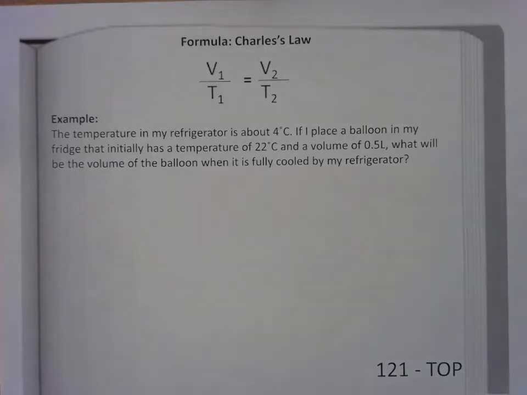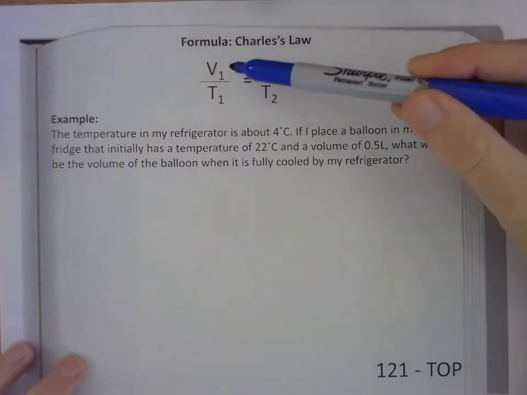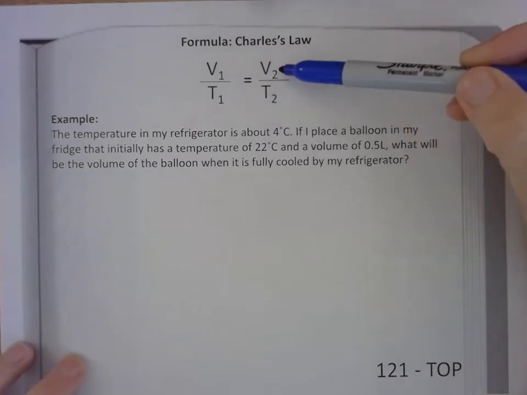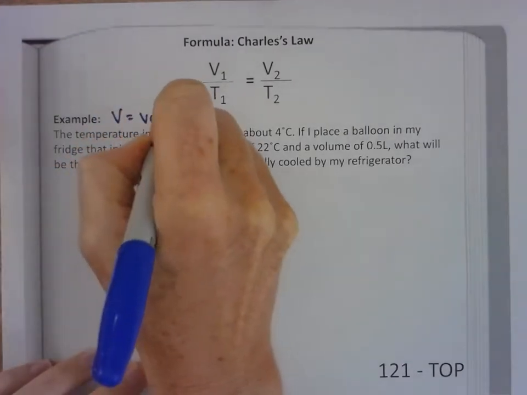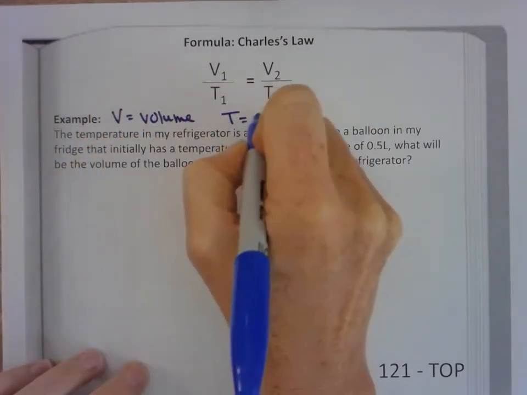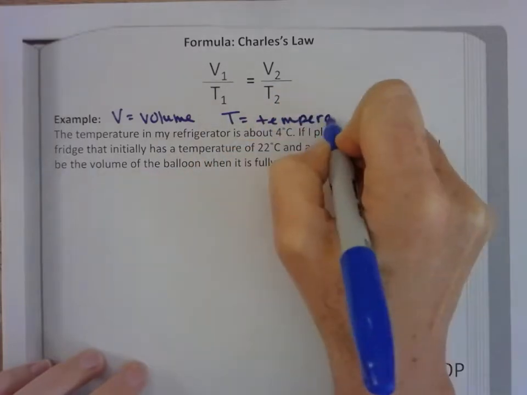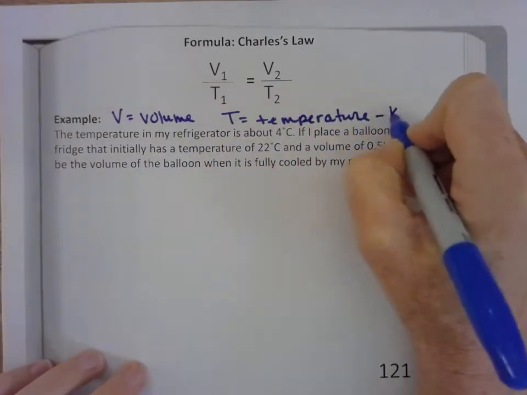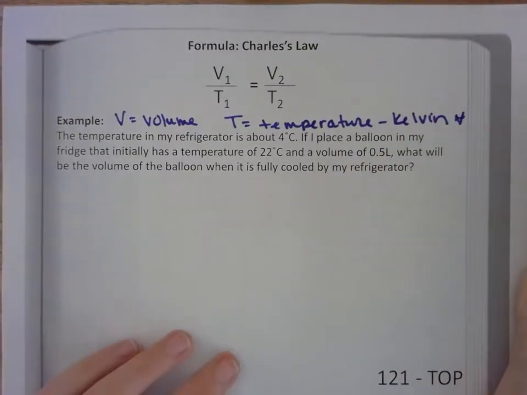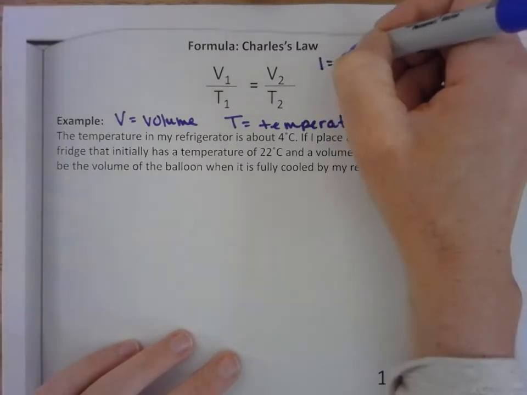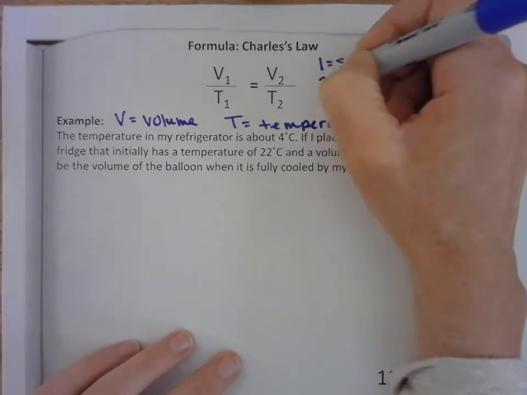In this video, we're going to use Charles' law. Charles' law is V1 over T1, that's a divide, is equal to V2 over T2. The V still equals volume. The T equals temperature, and this has to be in Kelvin. That's important. We're going to talk about that in a second. The 1 still means start or initial, and the 2 means the ending or final.